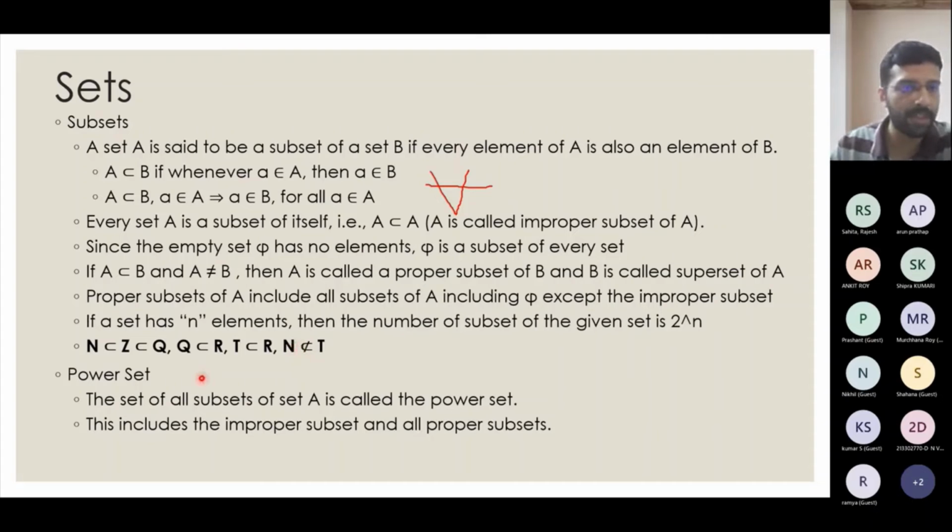Now, what is a power set? The set of all subsets of a set A is called the power set. Where this will come into the picture is, suppose when we are seeing probability based on outcomes, then we may need to write out the outcomes corresponding to the total number of outcomes that I can accept. So in that kind of thing, this concept of power set comes into the picture. So this includes the improper subset as well as all the proper subsets.